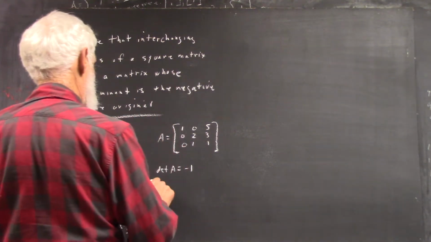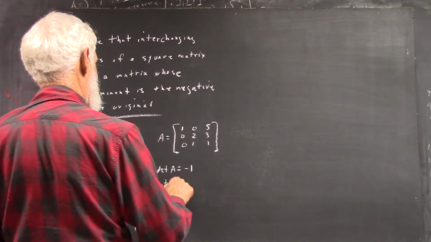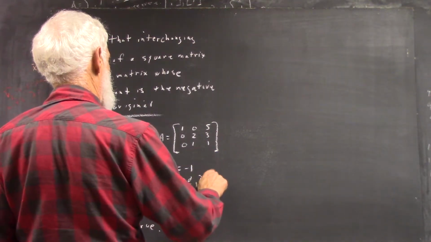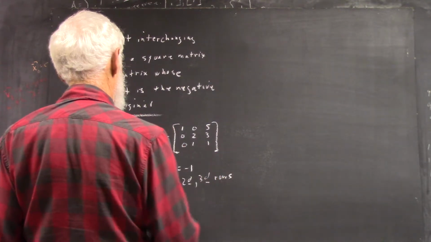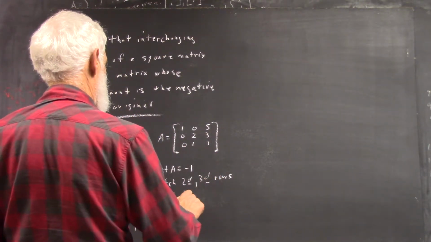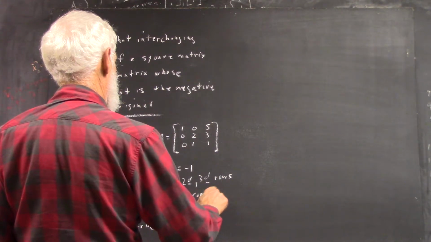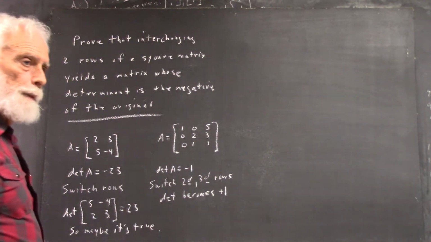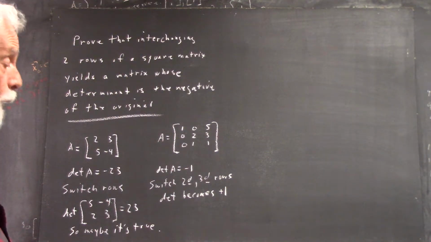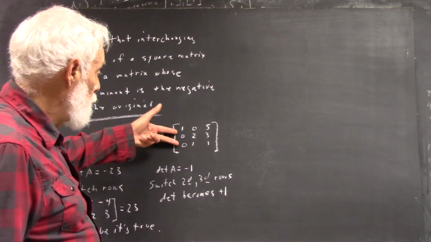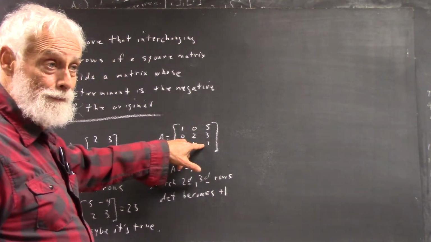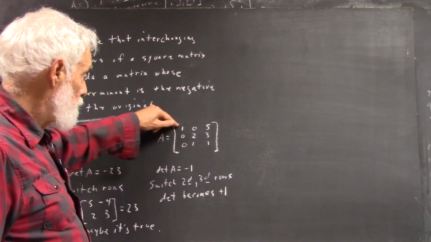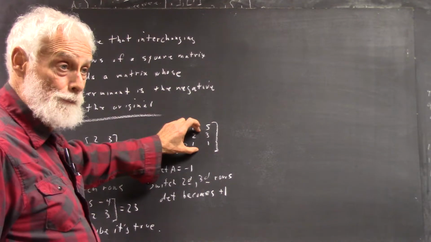Okay, then switch. Now you could write it out if you don't see it. The determinant becomes +1. Why? Because switching these two rows took this minor and switched its two rows, which gives you the negative, right? And the determinant is just this times this minor.